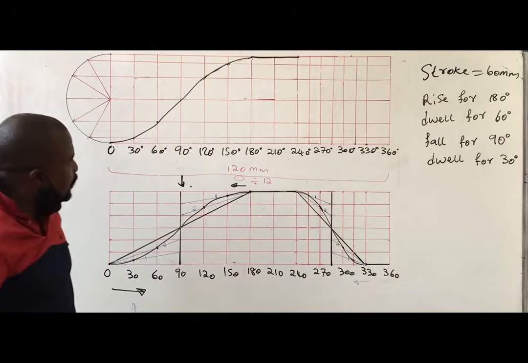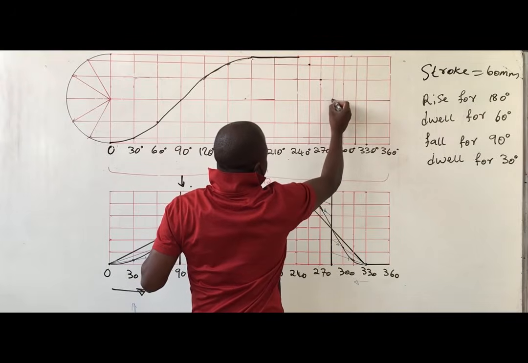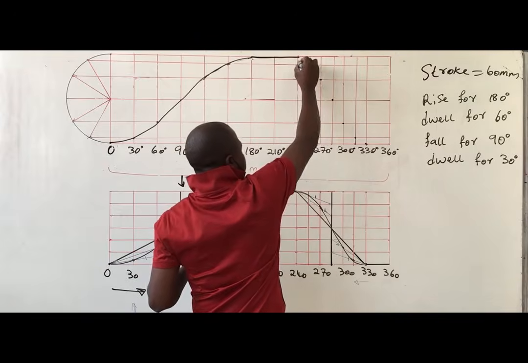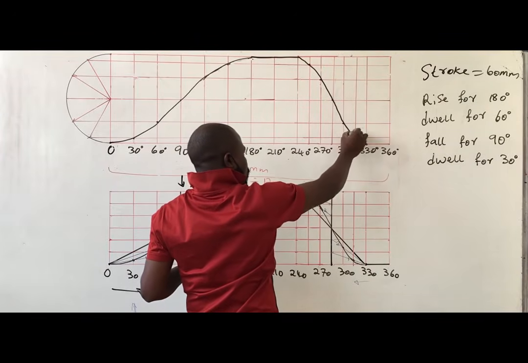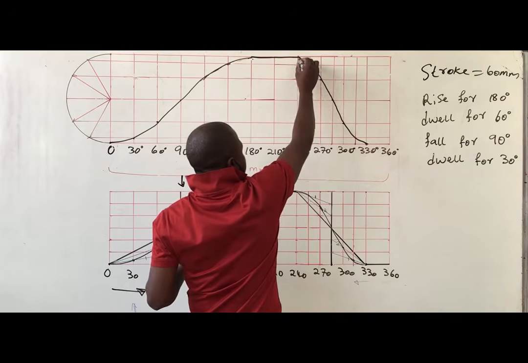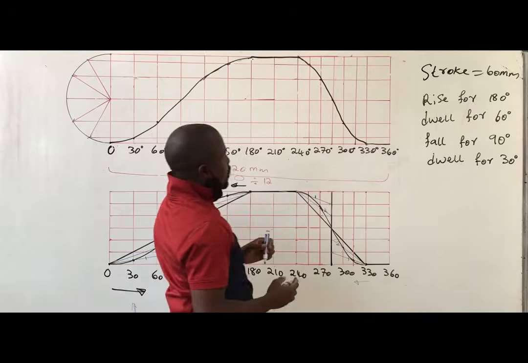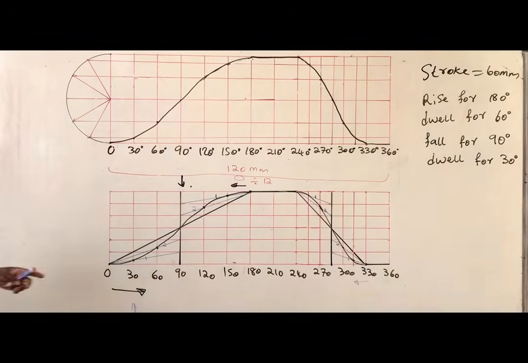So now, after I have divided, I try again corner, corner, corner, corner, corner, corner. Yes. At 330, it reached the bottom. This must be an S shape. Then from there to there, it dwells. So this one is your simple harmonic motion. This one is a uniform acceleration retardation.